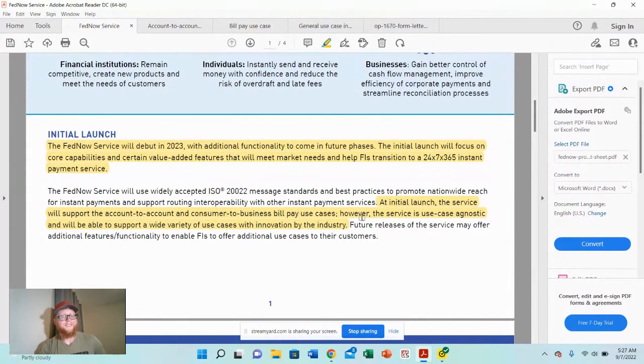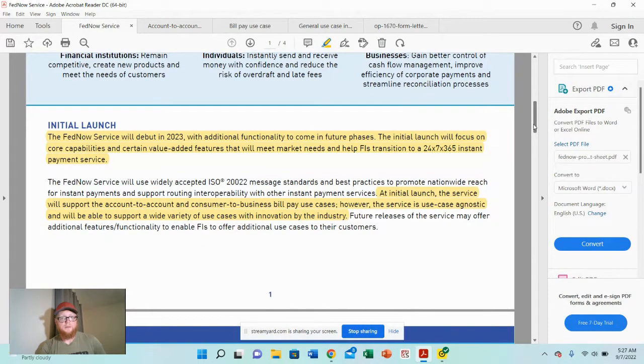So the whole point is that this service will debut in 2023. I think it was between May and July was the set date they're aiming for. They're going to put it out in phases, where the first phase is the core functionality for a few use cases, as they put it, and go from there. It's supposed to be use case agnostic, so they don't care what the use case is and it just works, but we'll get more into that separately, right? So the whole point is a 24/7, 365 payment service.